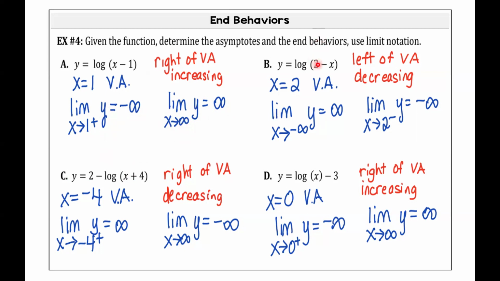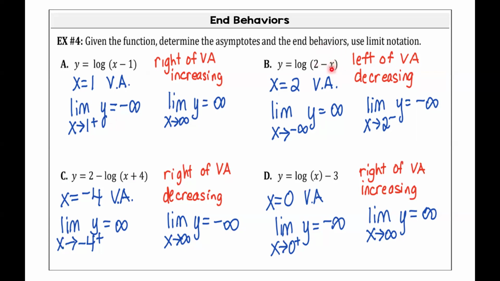Okay. Here we have y equals log of 2 minus x. Again, your restriction is that this has to be greater than 0. So x cannot equal 2 because that's where our vertical asymptote would lie. But x is now negative, so our function has been reflected across the y-axis.